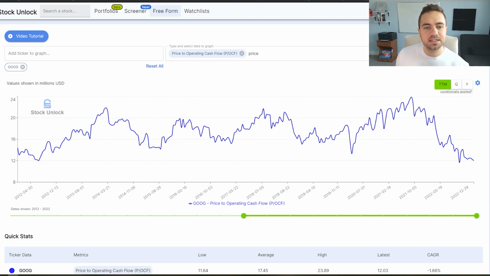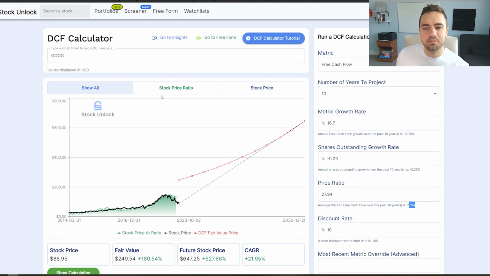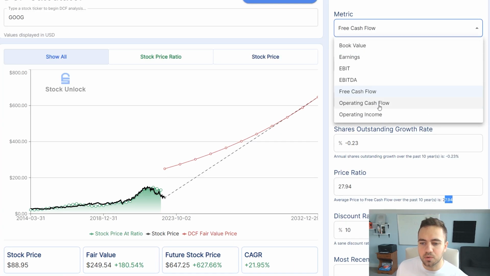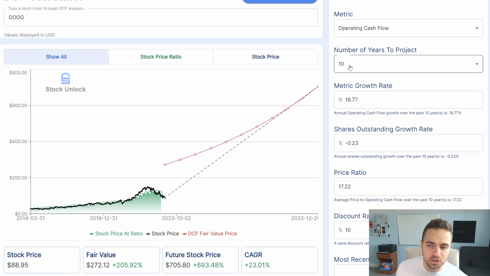But yeah, that's what I like to do over in the freeform tool, and then I bring that little information that I gained over to the discounted cash flow calculator. So we are going to be using Google, and we are going to be tracking its operating cash flow and projecting out the numbers over the next decade, because I am a long-term investor and I plan on holding this business over the next 10 years.